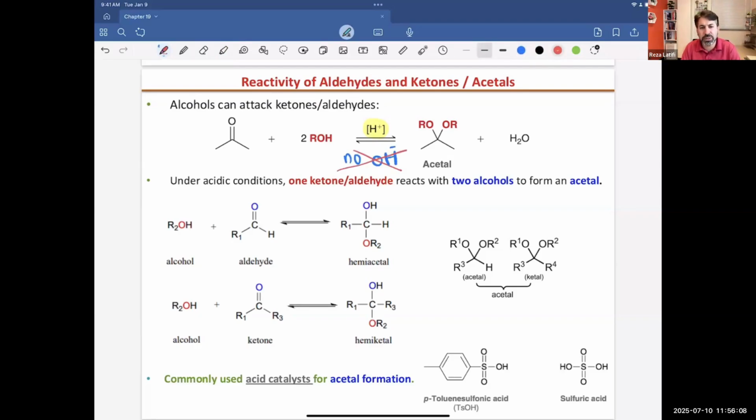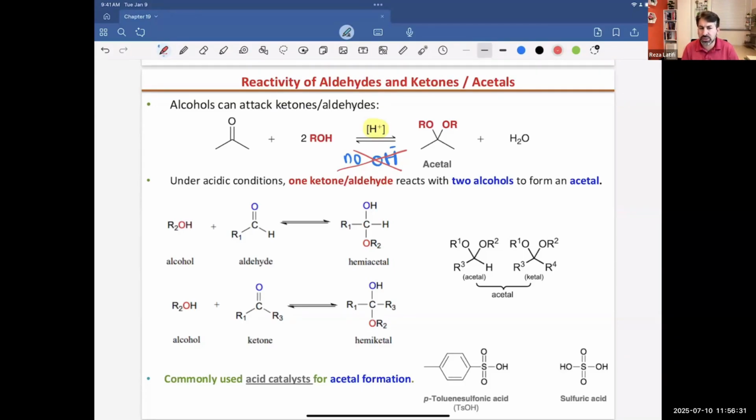Okay, reaction is happening in acidic condition, and what's the product of it? The product is we get acetal. Okay, we get carbon that is attached to 2 oxygens, and each oxygen is attached to an alkyl group. So technically, we got an ether, and yes, we have 2 of them, plus water.